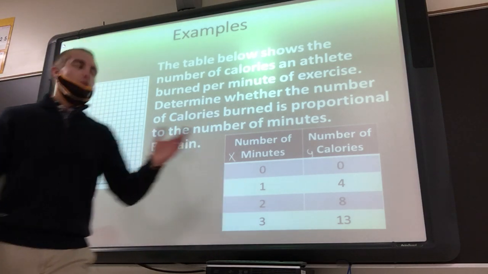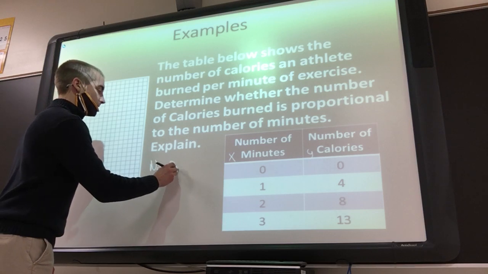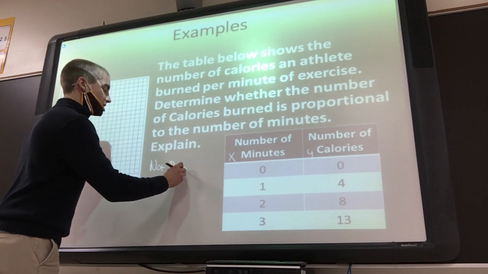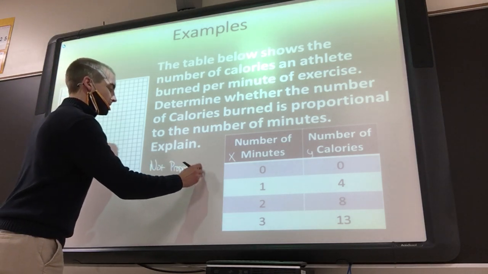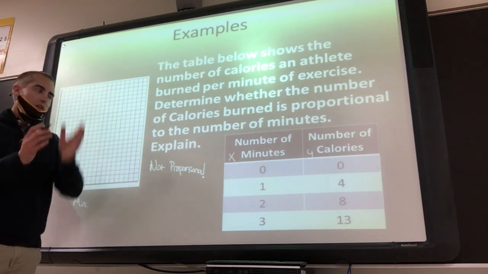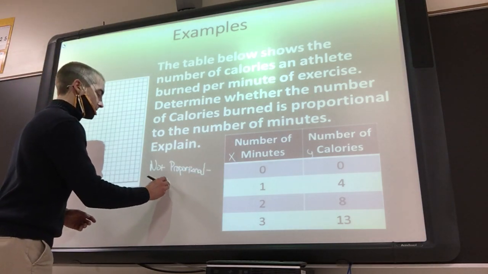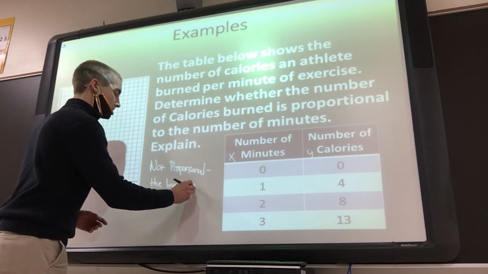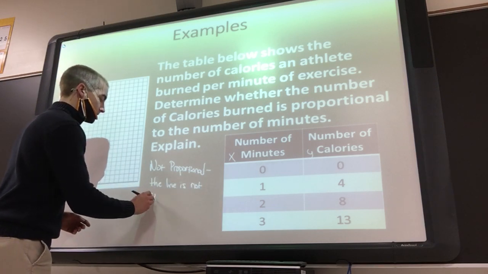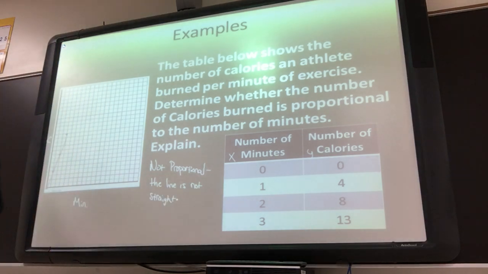No. And the reason why we would say it's not proportional and it's not going to make a straight line, so it might be easier to see on your paper than up here on the graph, but that 3, 13 makes it a little bit crooked, and so it's not proportional, the line is not straight. Not proportional because the line is not straight.